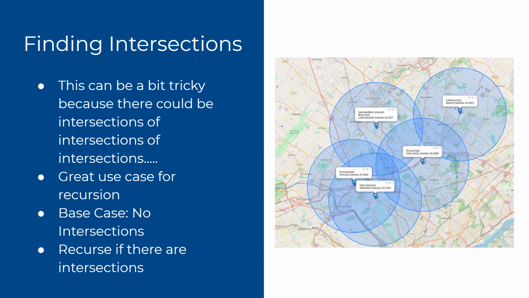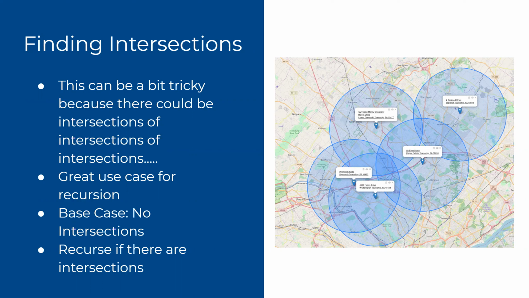Well, the problem that comes up is intersections of intersections. An intersection could have an intersection that could have an intersection that could have an intersection, and so on. And so you can see how this is leading somewhere. Of course, this is a great case for recursion. The base case here is no intersections. If we go through and find no intersection, then we just return an empty list and we're done.